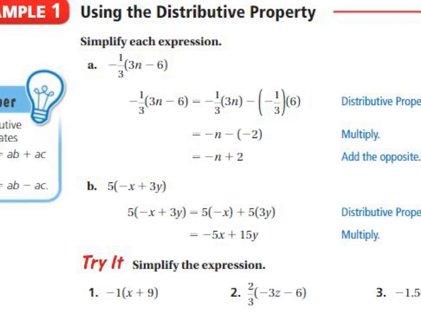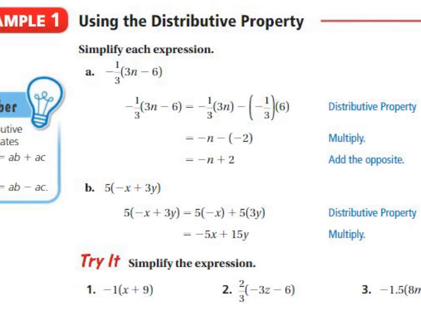So here's our first example. Notice we are going to have fractions this year. We are going to have negatives, so we want to be prepared for these numbers. So when you're using the distributive property, you're sharing what's outside the parentheses with what's inside. So you're doing negative 1/3 times 3n, negative 1/3 times 6. So let's see how that manifests.